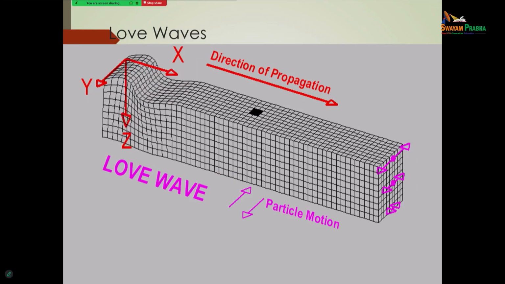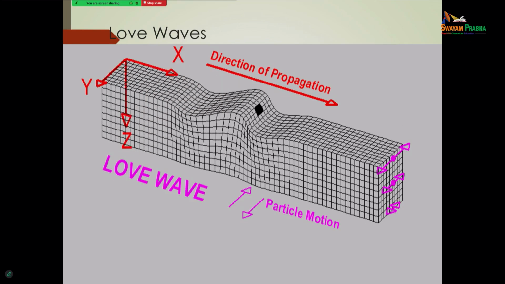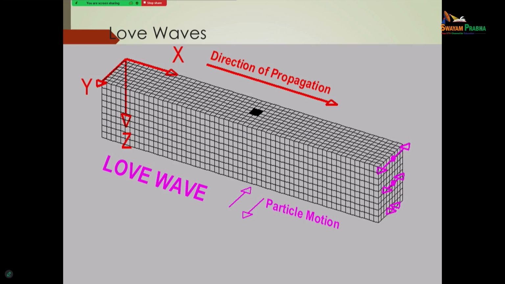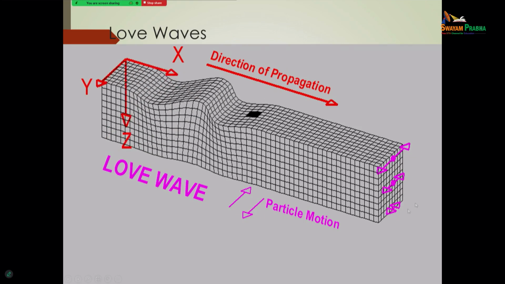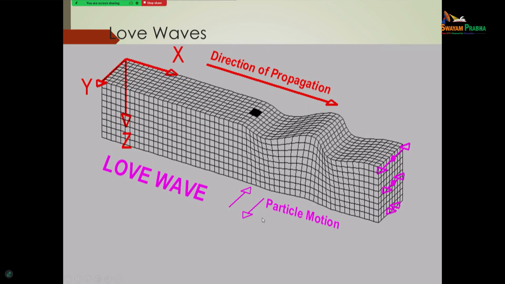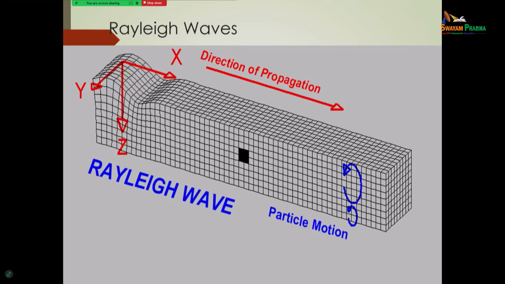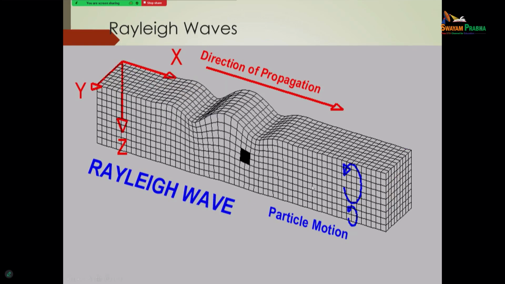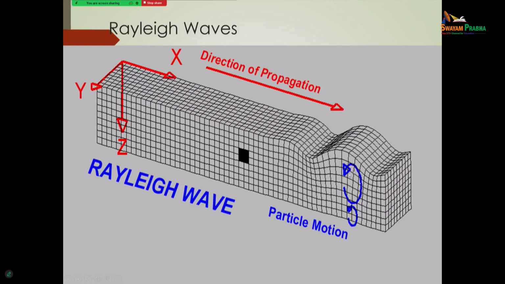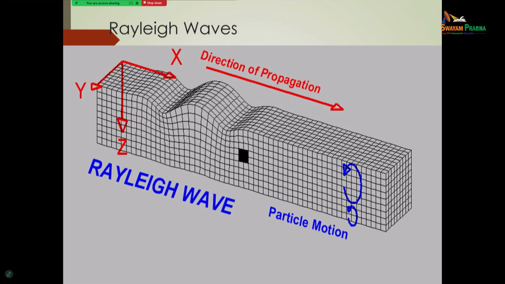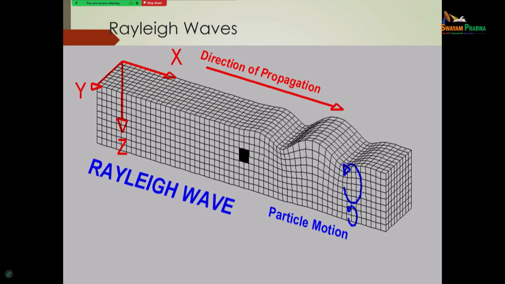Then you have Love waves. That is also three-dimensional, a little bit on the sides as well. The direction of motion here is indicated by the pink arrow, the particle motion. And finally, you have the Rayleigh waves. You see the motion of the particle is circular in nature. This occurs especially on the surface of the ground. And your actual wave is a combination of many of these.